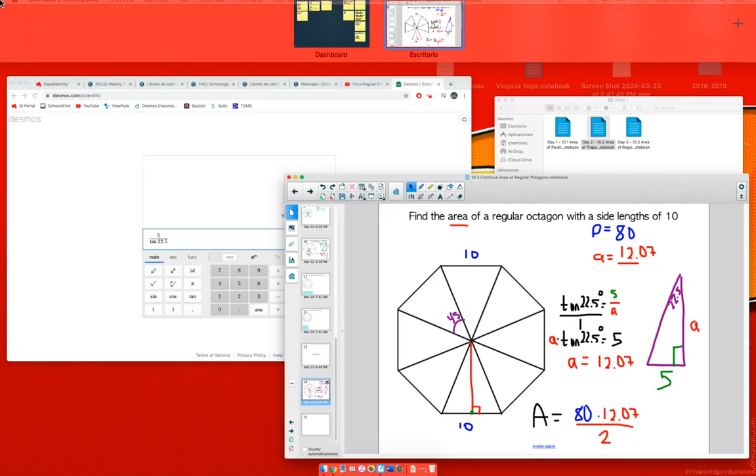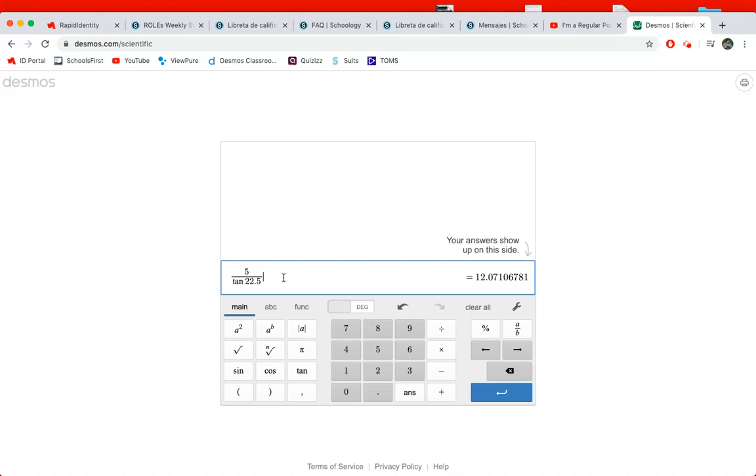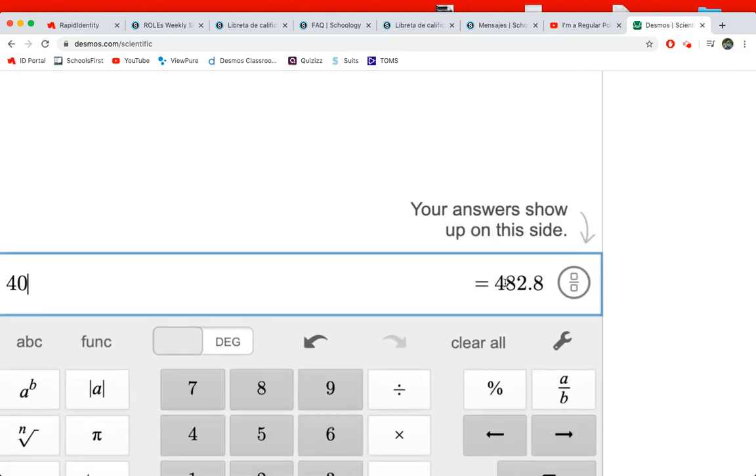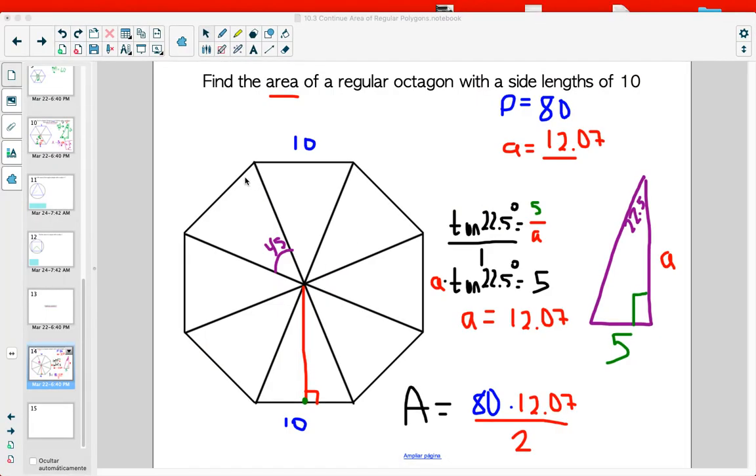I'm going to go back to decimals. I'm going to do 12.07 times 40 because 80 divided by 2 is 40. All right, so the area is this value, 482.8 units. So that is the area of this regular octagon.